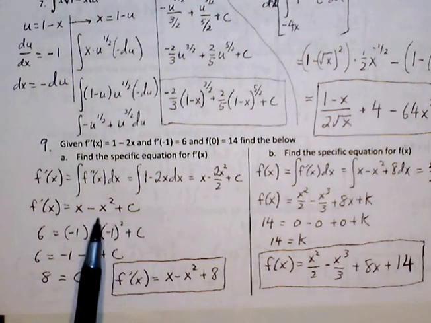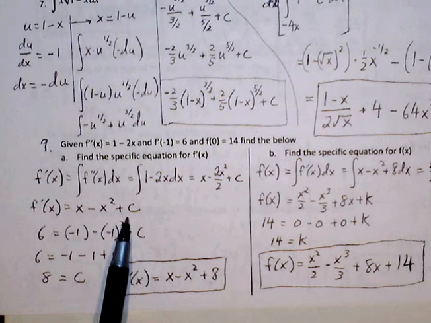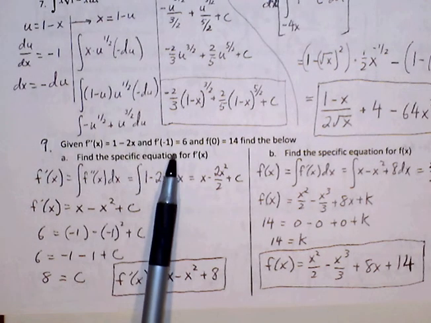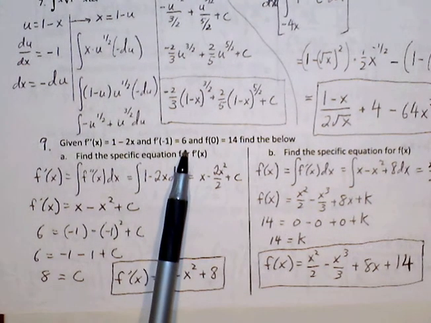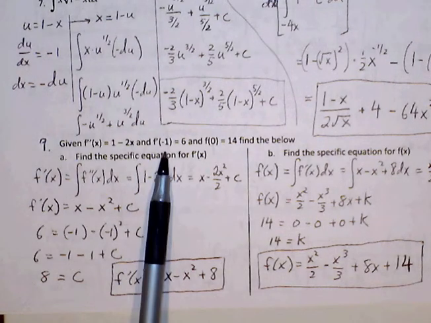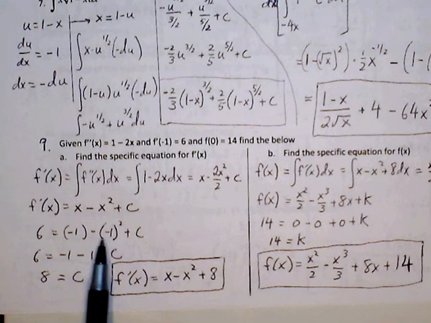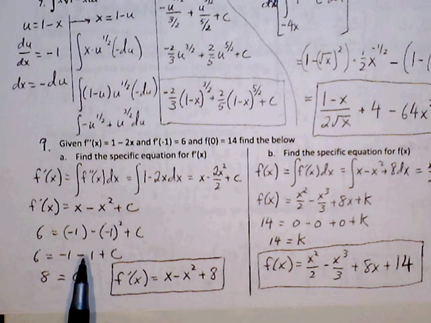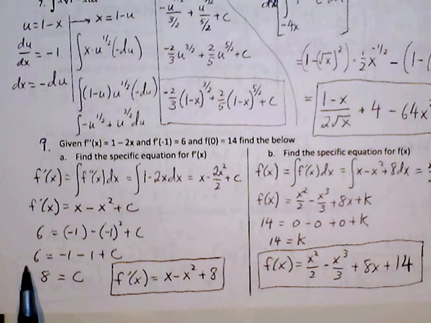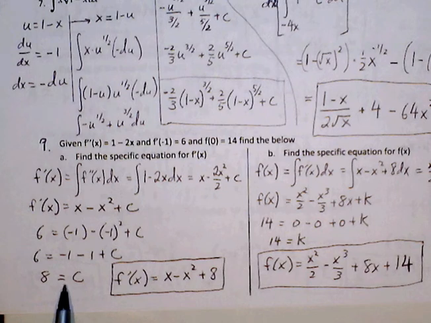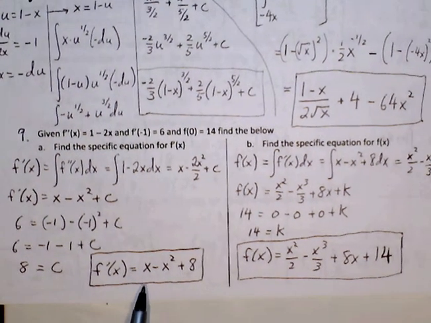Now we use the ordered pair from f prime. So 6 goes in for f prime. Negative 1 goes in for x. 6 equals negative 1 minus 1 squared plus c. This becomes negative 2. So move the 2 to the left side. So 6 plus 2 is 8. 8 is equal to c. So we have a specific equation for f prime being x minus x squared plus 8.